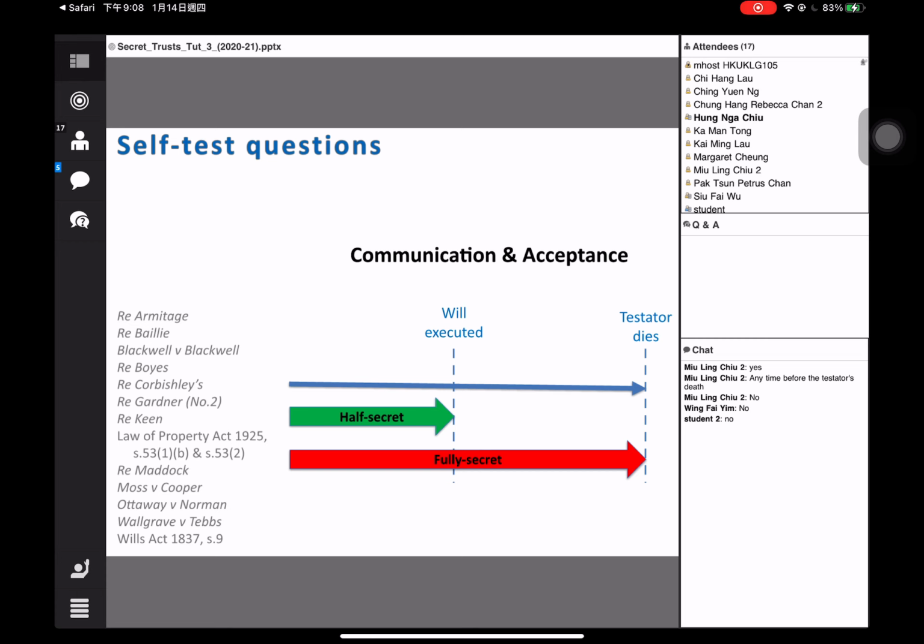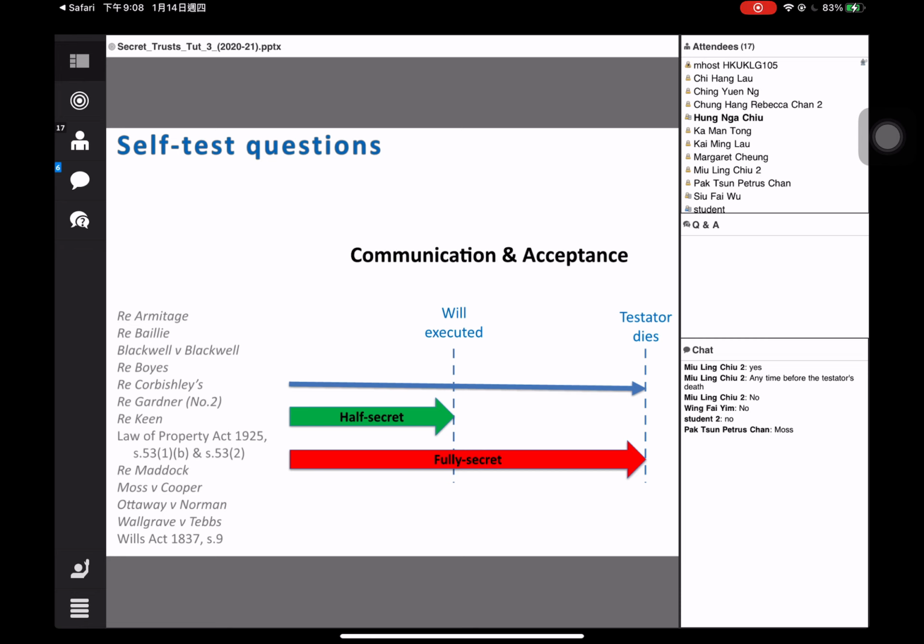Actually, the answer is yes. It can. If he remains silent, he can be held to have accepted by acquiescence, by saying nothing. And can anyone suggest the case authority for that? The case authority is Moss and Cooper. See that on the left-hand side. Moss and Cooper.